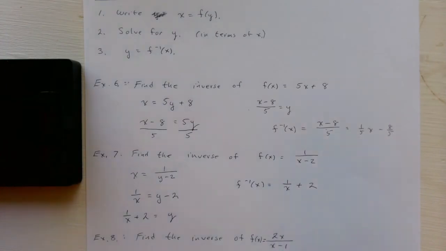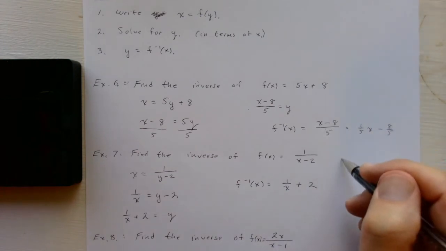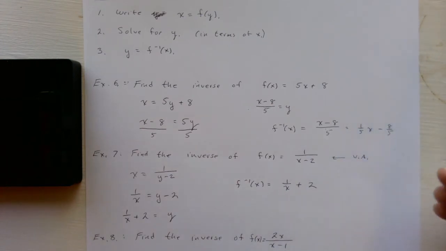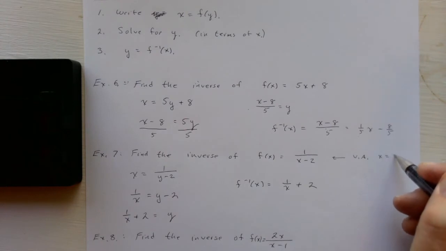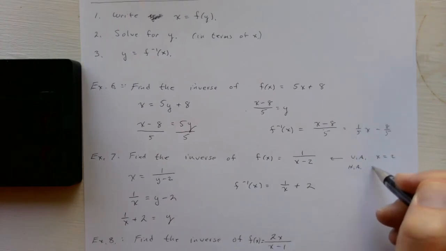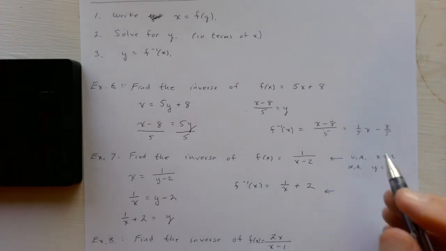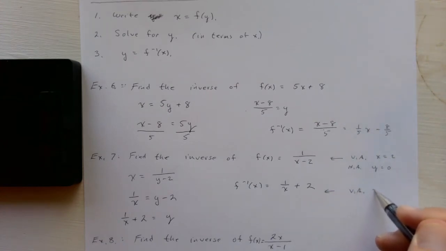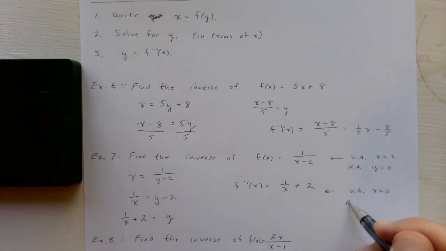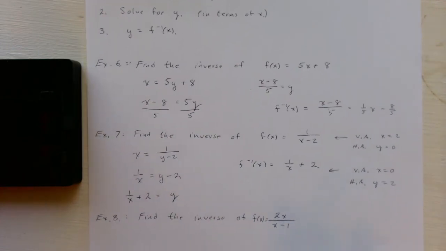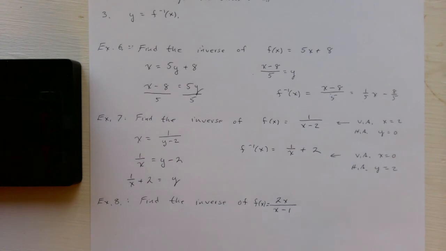Incidentally, when you look at this, you'll see that the original has a vertical asymptote at x equals 2 and a horizontal asymptote at y equals 0. Here we have a vertical asymptote at x equals 0 and a horizontal asymptote at y equals 2. That's no accident. When the function is a rational function and you compute its inverse, the vertical and horizontal asymptotes are basically interchanged, because the roles of x and y are switched.